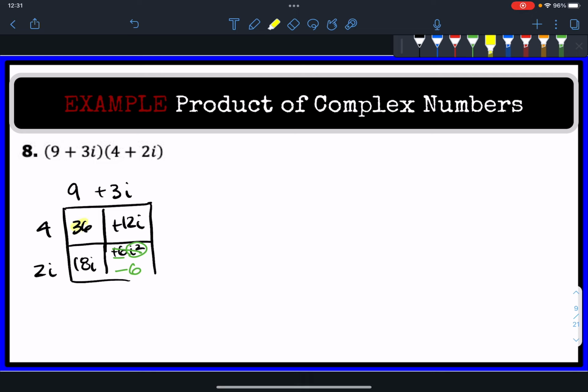And again, we see two real numbers and we see two pure imaginary numbers that we can combine together. So our solution here is going to be 30 plus, oh, look at that, it's also 30i. So 30 plus 30i. 30 is by adding 36 and negative 6, and the 30i is by adding again the 18i and the 12i.